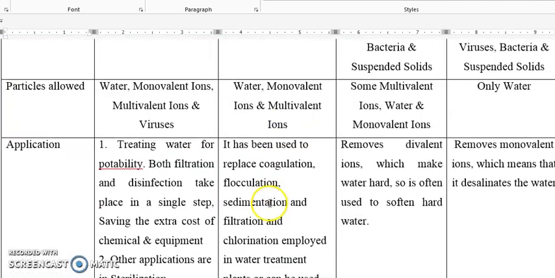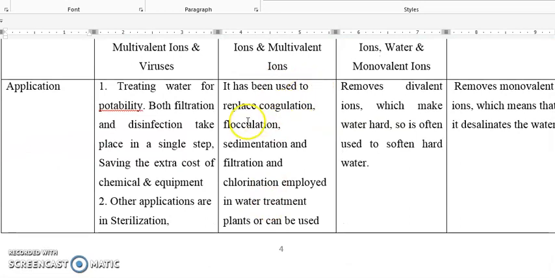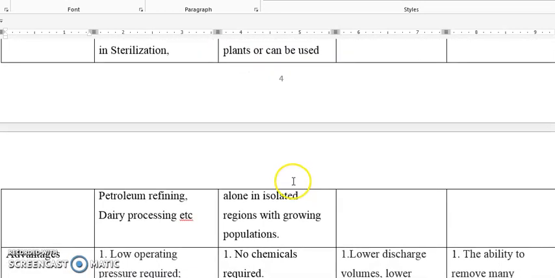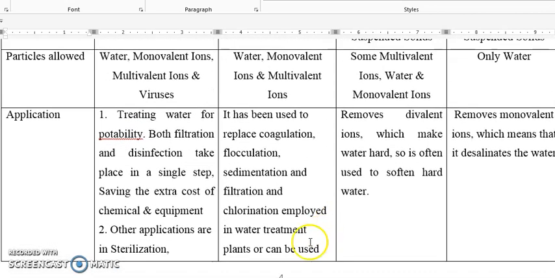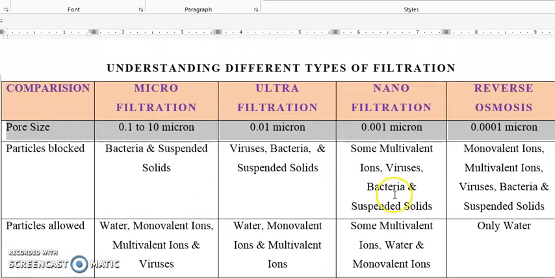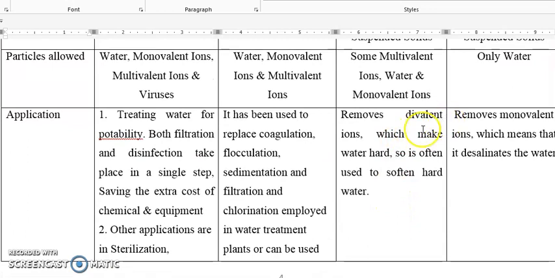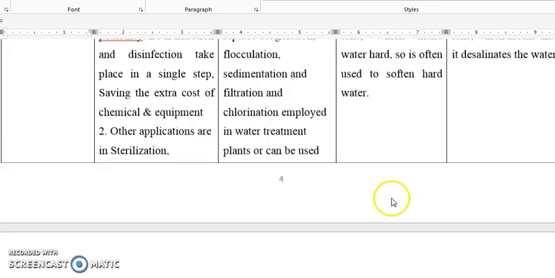And the second one, ultrafiltration, it has been used to replace coagulation, flocculation, sedimentation, filtration, chlorination, everything. So it can be used as the only method of treatment in isolated regions with growing population where facility to do all other treatment is not there, right? And the nanofiltration is going to remove divalent ions, which make the water hard. So its application is more in water softening.